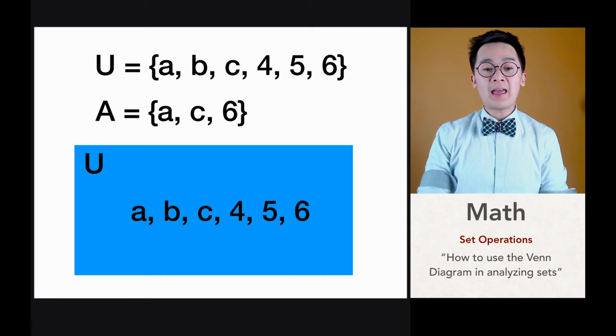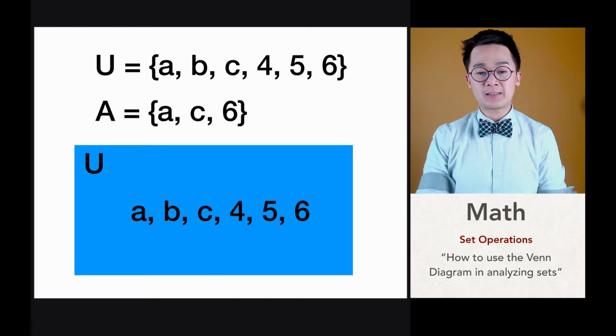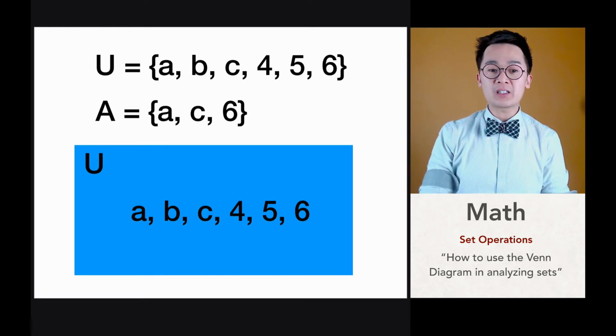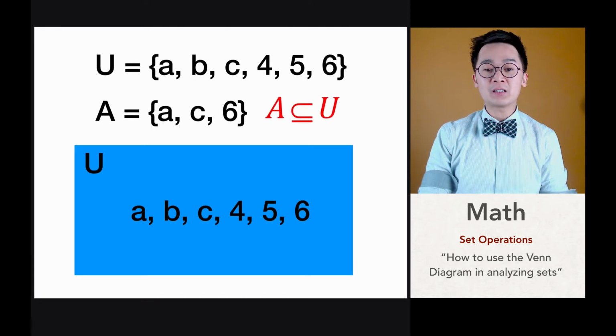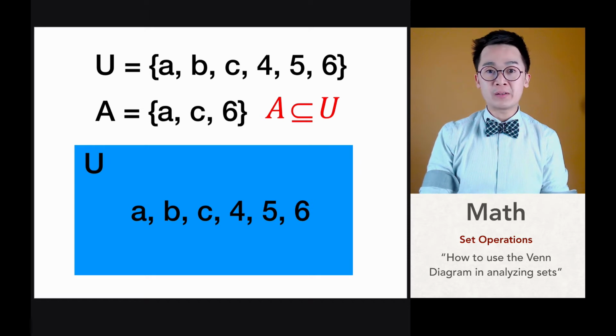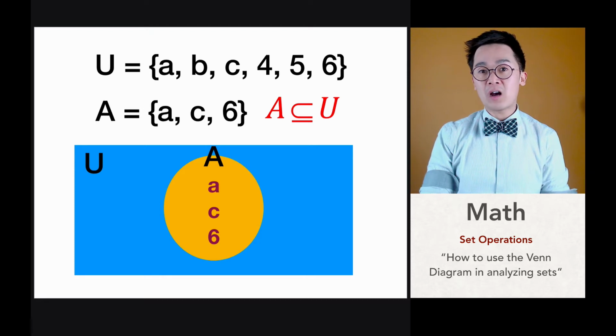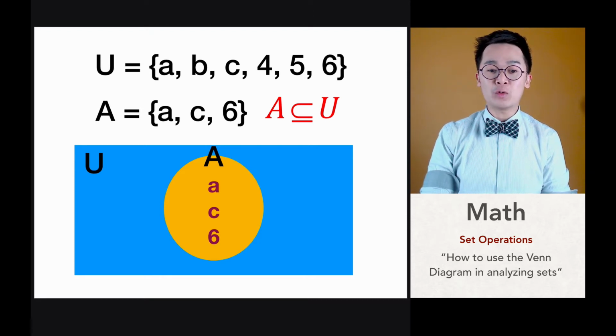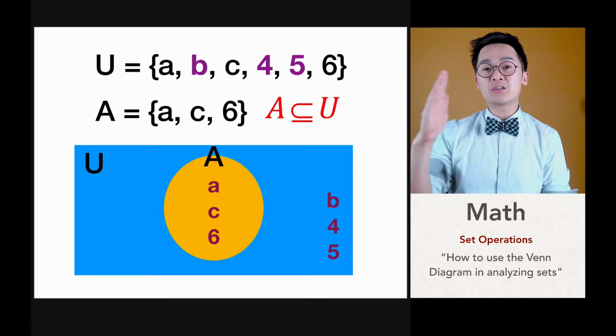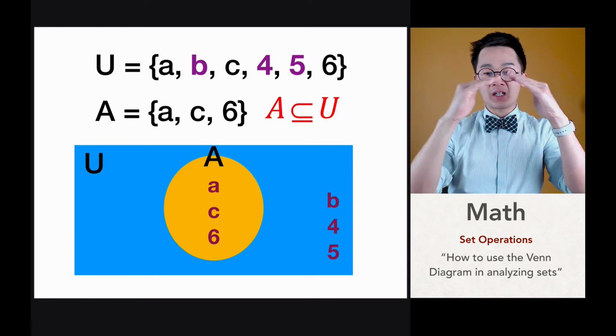Now let's say we have a subset of U, which is called set A, and in our set A we have the elements A, C, and 6, which is ultimately a subset of the union set or set U. So we can say A is a subset of U. And if we're going to modify our diagram and highlight our subset A, we could have a diagram like so, which shows you the subset A containing A, C, and 6, and the rest of the elements that are not found in A, which are also in the union set, will be outside the circle, which is your group A.